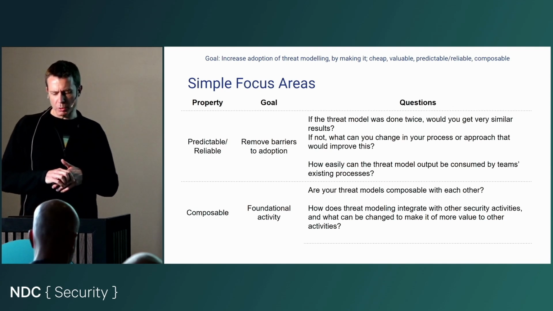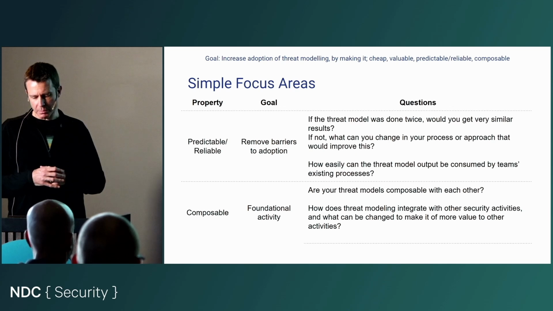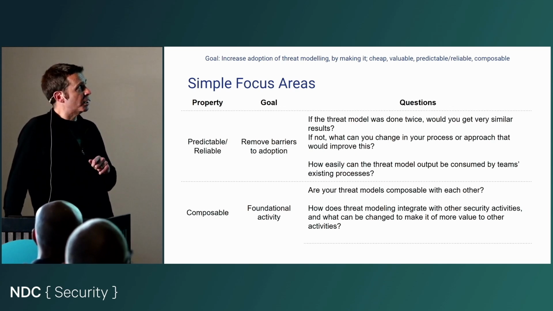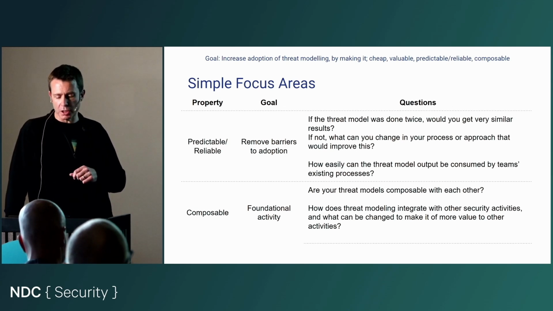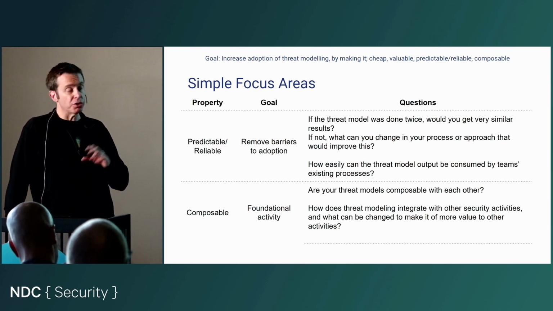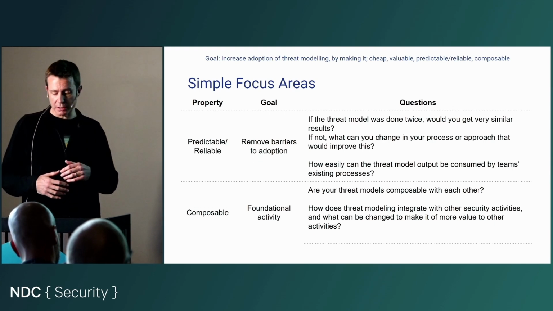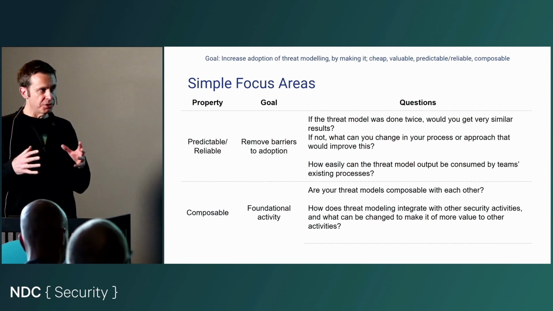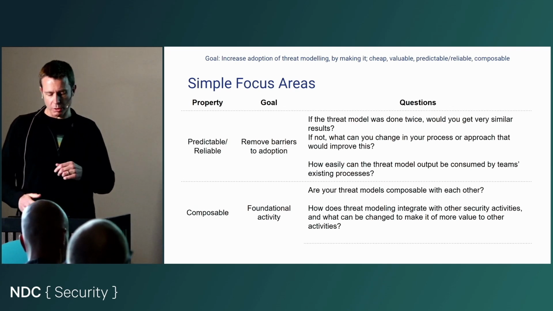Then lastly, composable. We want threat modeling to be a foundational activity that other activities can rely on. So these are mostly security focused. Can you compose your threat models together in order to get a larger view of the security of a system? And then does the output of your threat modeling really work well and feed into other security activities? So a set of simple questions here hopefully gives you a place to start in order to look at your own threat modeling process or other ones.